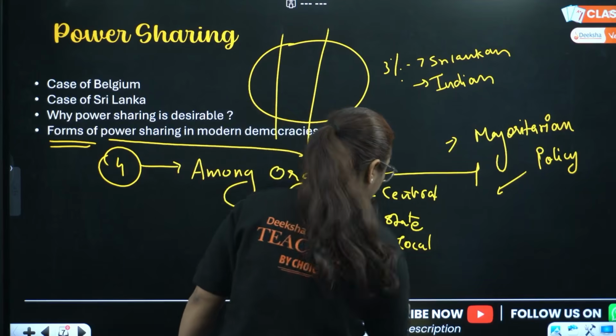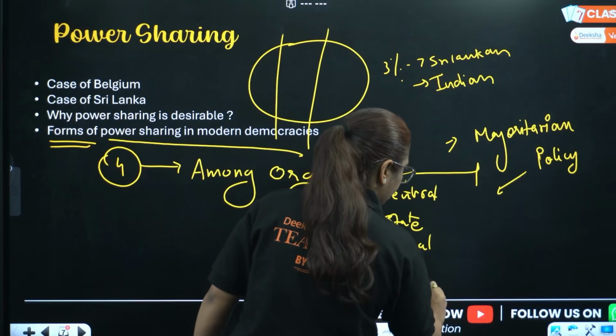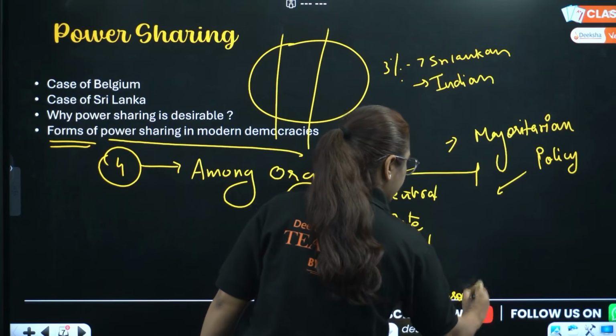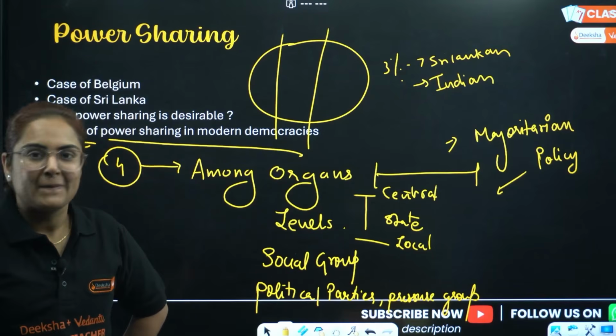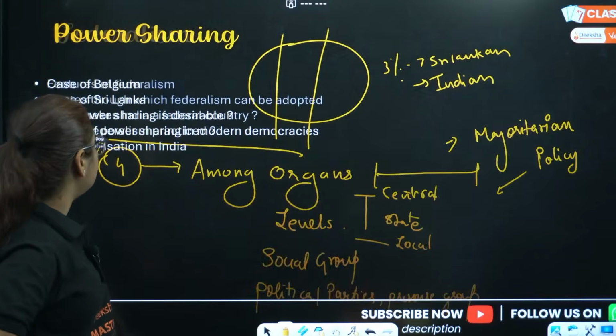Gathbandhan Sarkar. There are pressure groups in which power is shared, who are targeting the government, attacking the government, and demanding things from the government for so long. Get it? And here we complete the chapter Power Sharing.